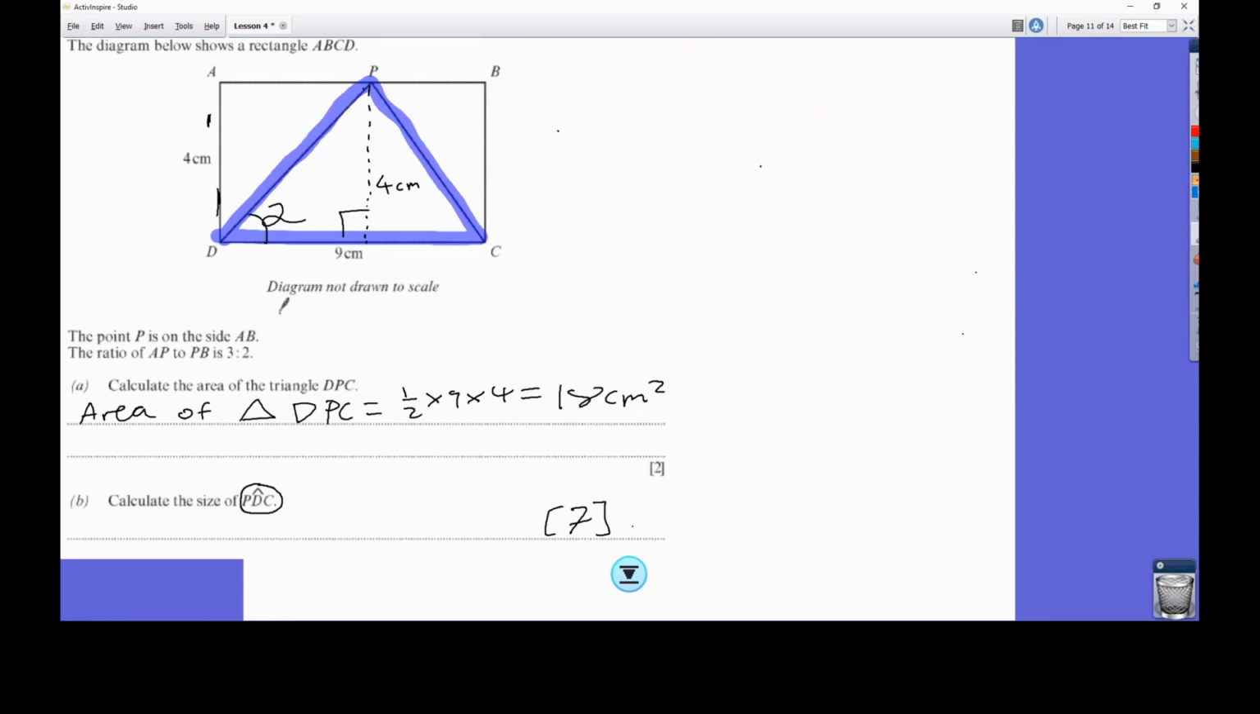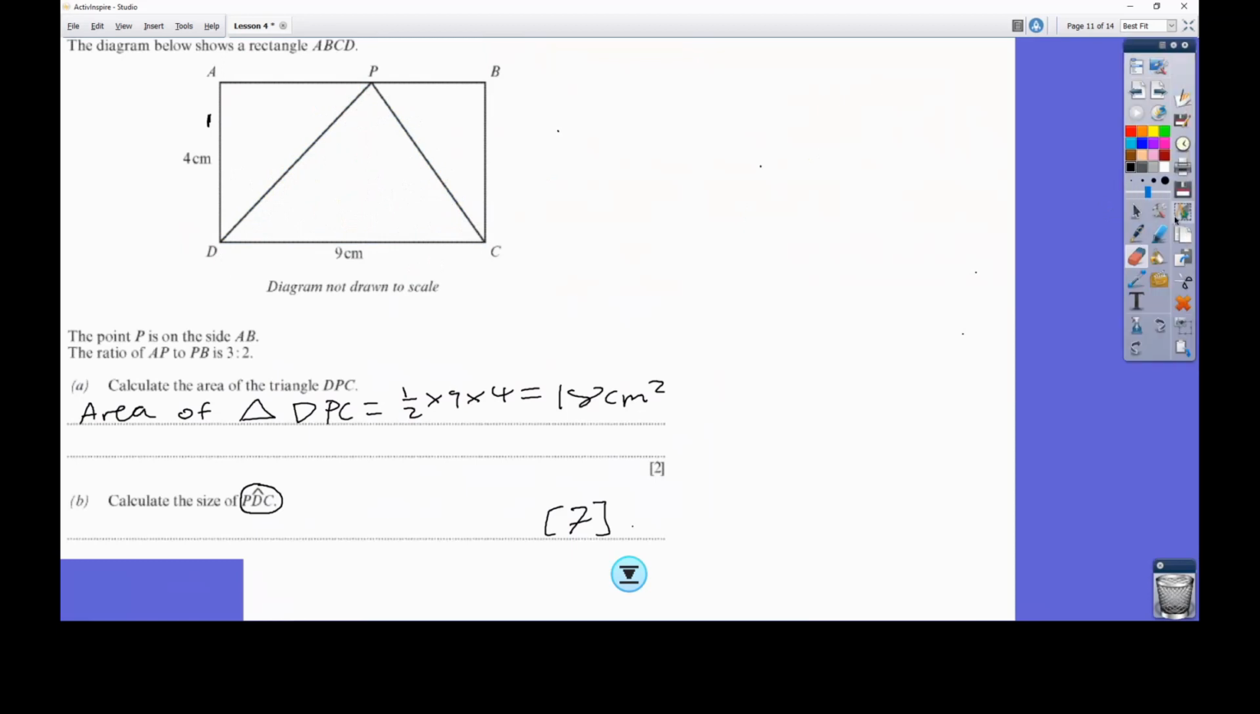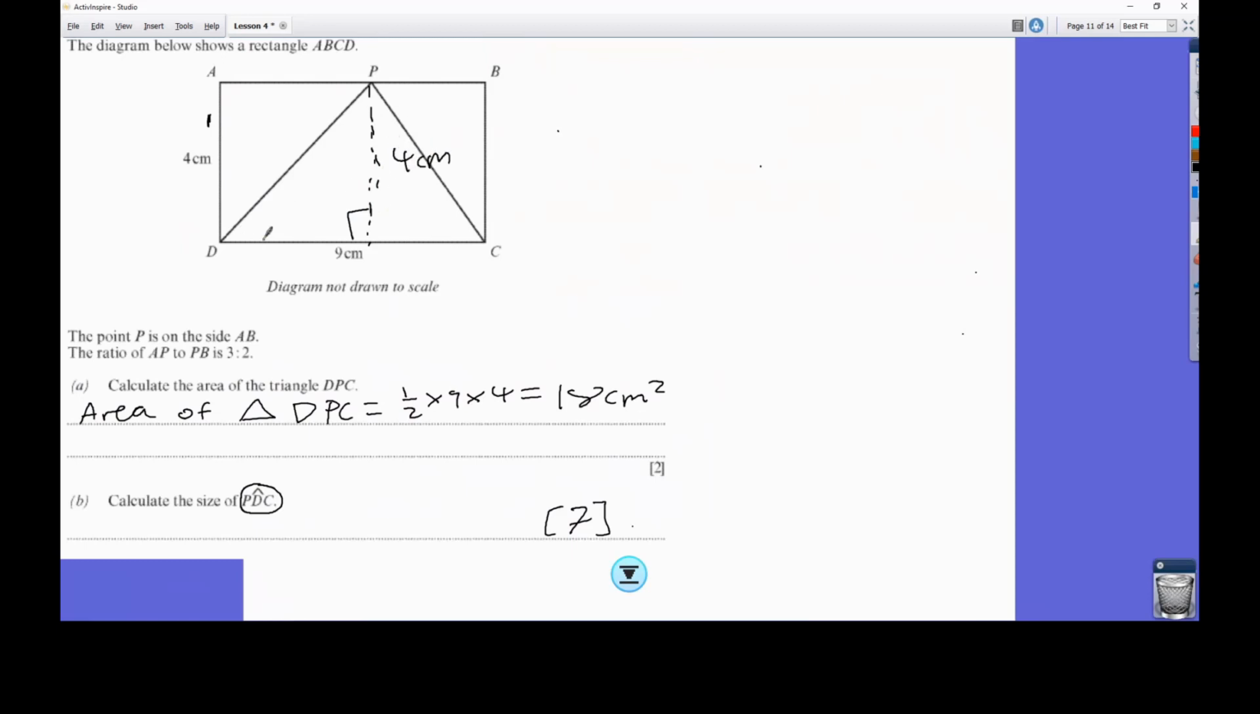So looking at this, I want the size of angle PDC. Now, that 9 centimeters at the bottom. Oh, before we start, let's look at the triangle that we have. I just rubbed everything out. I don't know why I did that. So if we look here, they've asked us to work out the area of that triangle for a reason. And I think that reason is to establish that the perpendicular height is 4 centimeters, just to make us think of that.